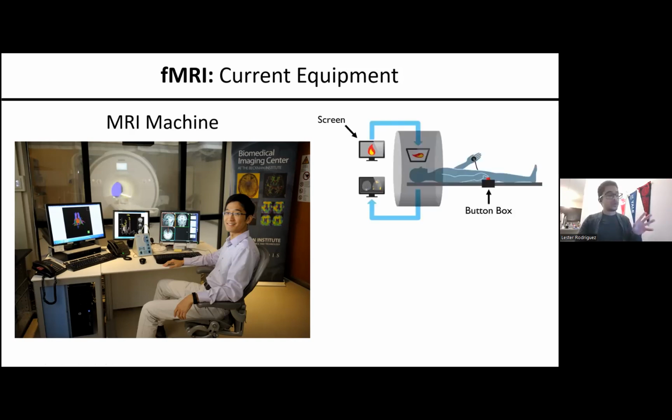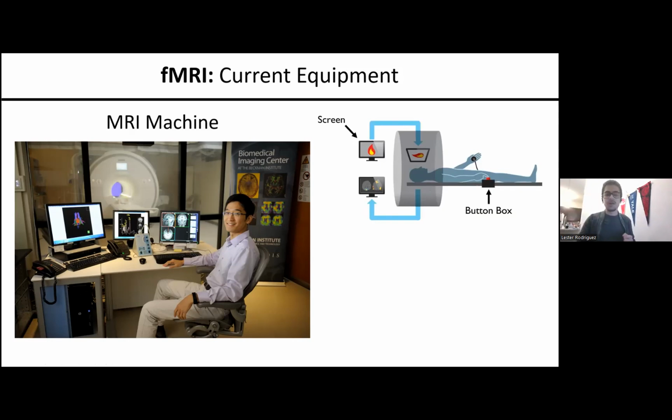One of the things we can do is we can project images onto the screen there and show you stuff while you're lying inside the scanner. So maybe I want to show you a picture of a fire, and I want to see what brain areas activate when you look at fire, right? And I can do that.